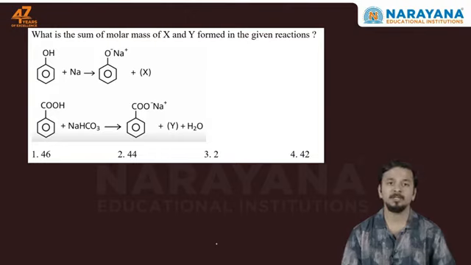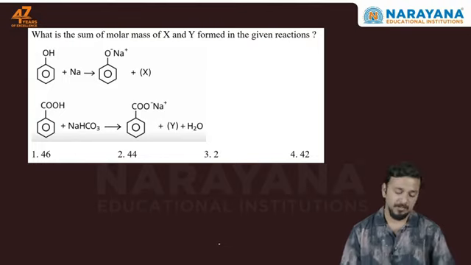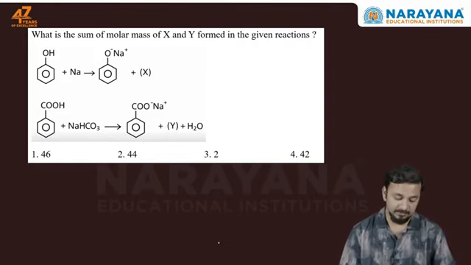Let's move to the next question. This question is from reaction of phenol and carboxylic acid. They have given what is the sum of molar mass of X and Y formed in the given reactions. They have given phenol treated with sodium to form sodium phenoxide and X, and carboxylic acid, benzoic acid with NaHCO3 to form sodium benzoate plus Y plus H2O.